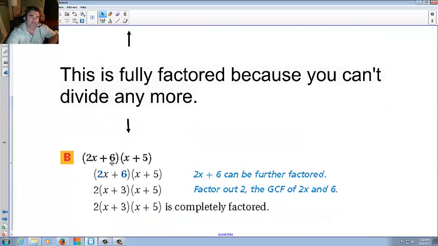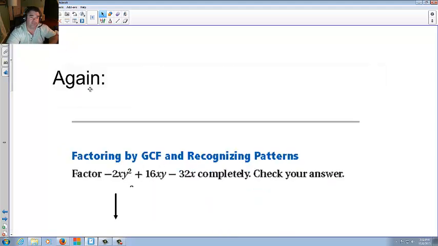On the other hand, you have 2x plus 6 and x plus 5. True, x plus 5 is factored. There's nothing more I can do. But 2x plus 6, I can pull a 2 out. So by pulling a 2 out, now I have 2 on the outside, x plus 3 and x plus 5, and that is now completely factored.